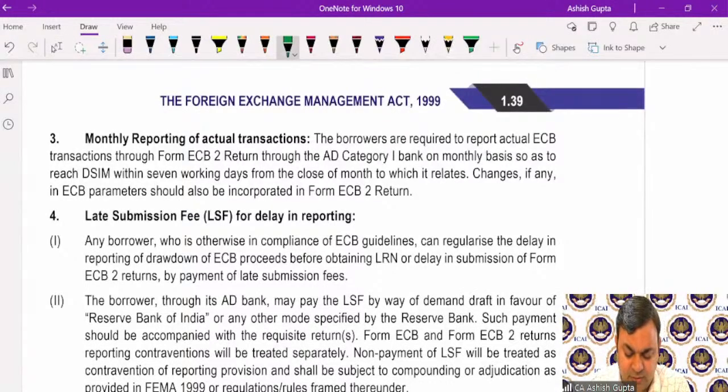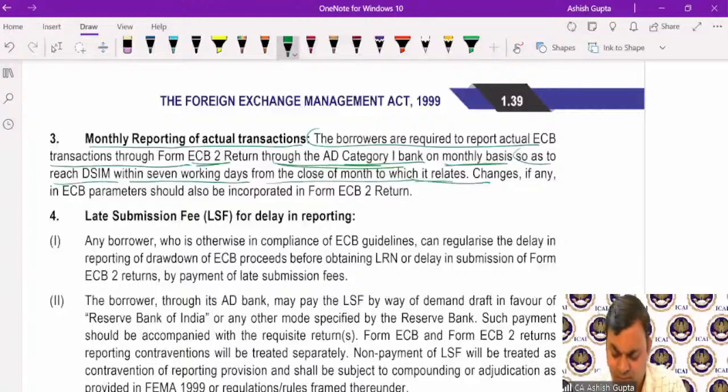Monthly reporting of actual transaction. The borrower is required to report actual ECB transactions through form ECB2 return through the authorized dealer category 1 on a monthly basis, so as to reach DSIM within 7 working days from the close of the month to which it relates. Changes, if any, in the ECB parameters should also be incorporated in form ECB2 return.